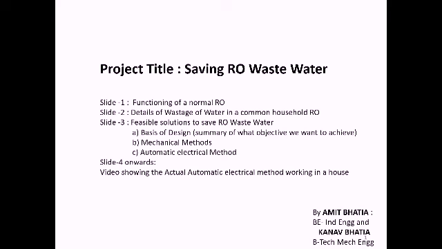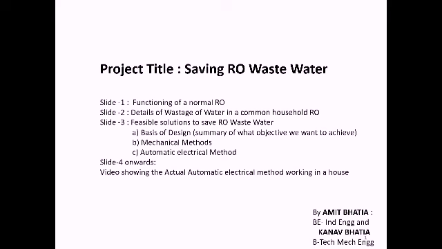Slide number 1 is primarily talking of the functioning of a normal RO. Slide number 2 would be giving the details of wastage of water in a common household RO. Slide number 3, we would discuss feasible solutions to save RO wastewater, which would consist of A, basis of design, which is a summary of what objective we want to achieve, B, mechanical method, C, automatic electrical method, and slide 4 onwards, we would be showing you the video showing the actual automatic electrical methods working in a house.